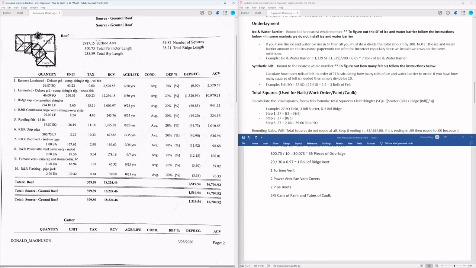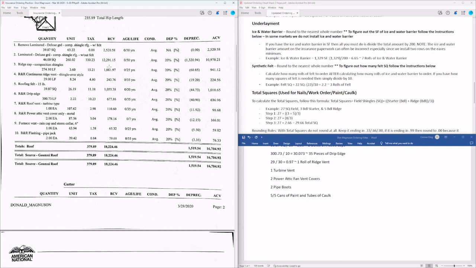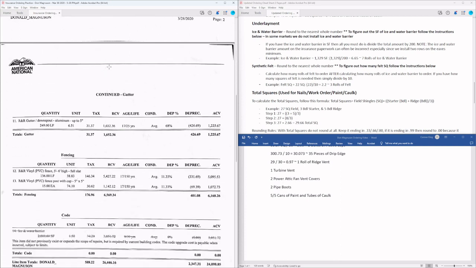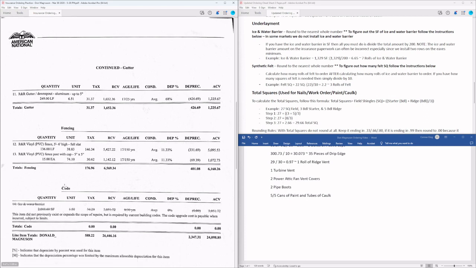But another thing to look at is sometimes they will put the ice and water barrier in a different area of the paperwork because it's considered a code item that's only paid for after it's been incurred. So it's paid when incurred or paid when we've proven that we've installed it. And so if we scroll down on this estimate, if you see line item 14, it says code, and we're going to, just for the sake of simplicity and ease for this video, use the square footage that they gave us in our calculations.